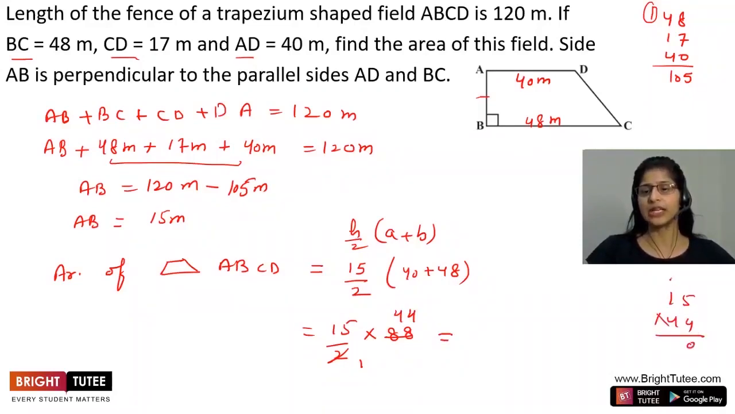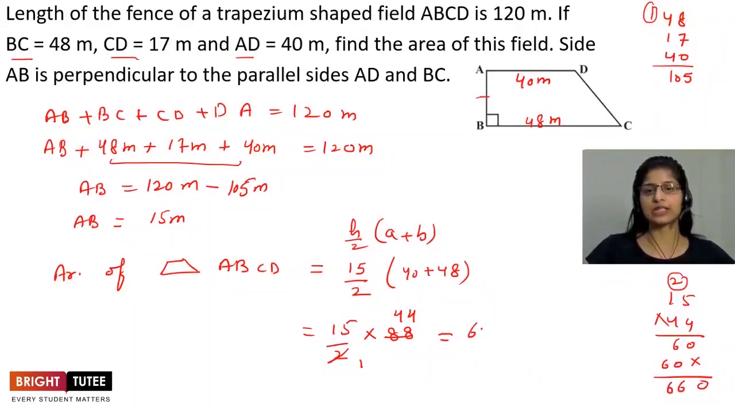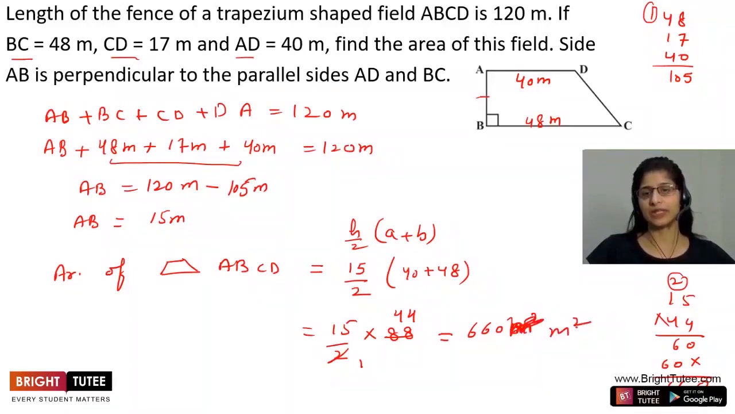4 fives are 20. Carry is 2. 4 ones are 4 and 2 is 6. Then again 60. 0, 6, 6. So 660 square meter. The area is going to be in meter square. Right? So what will be the unit? It will be square meter. Right? So 660 square meters is the area of this trapezium shaped field ABCD.